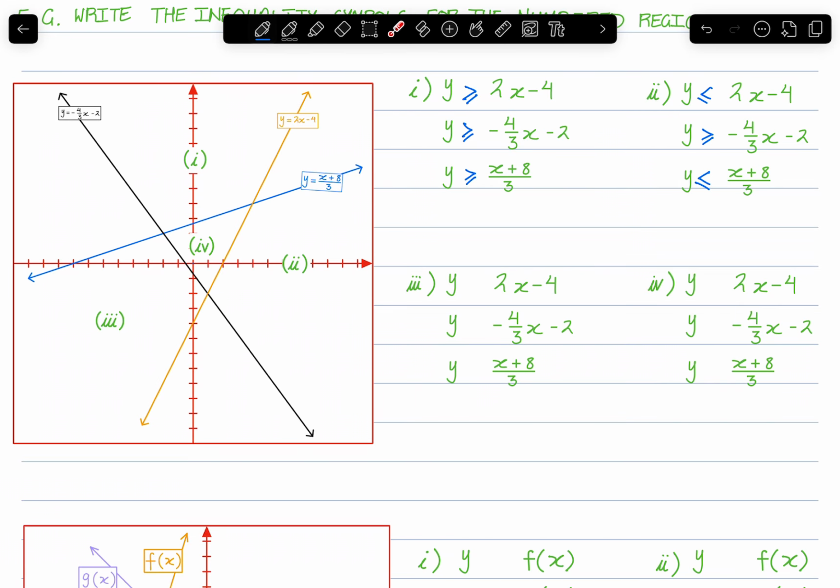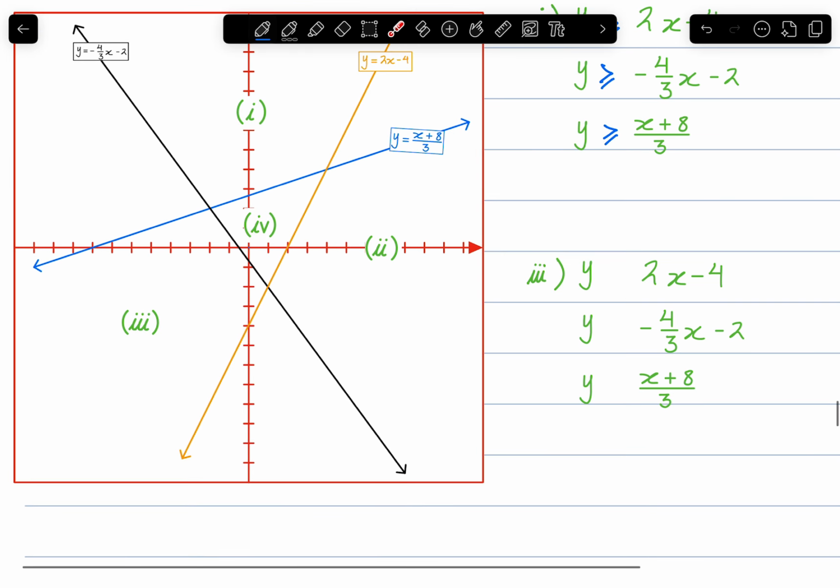So here we go. So trying to pick out this region here, question 3. So let's pick a point, it doesn't matter which one. I'm going to pick this point here.